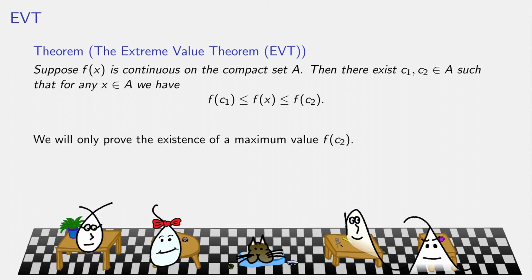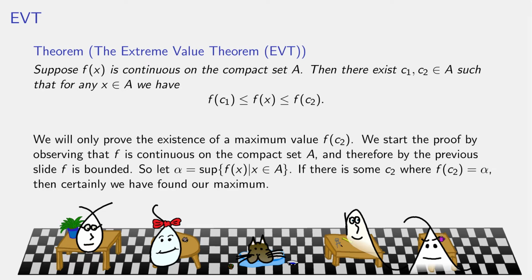Now, to be honest, we're only going to prove the maximum value f of c2 exists. The minimum is really the same proof. We're just not going to do both. So we start by saying f is continuous on the compact set A and is therefore bounded. Now, if it's bounded, it has a supremum. The range of f has a supremum. I'm going to let alpha be that supremum. Okay, so f of anything in A must be less than or equal to alpha.